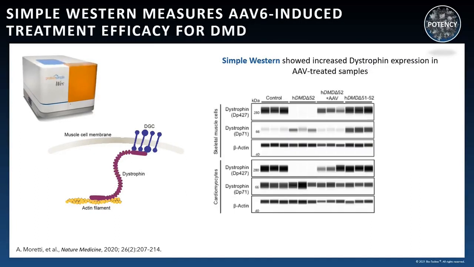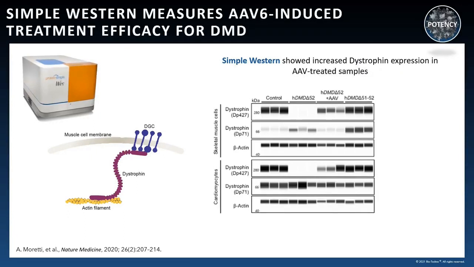Shown here are data from a Nature Medicine paper where they're using Simple Western to detect dystrophin. What the authors show in this figure is that AAV6 Cas9 mediated excision of exon 51 in DMD delta 52 patient myoblast or cardiomyocytes restored dystrophin expression. The authors also went on to show that the restoration of dystrophin had downstream biological impacts.